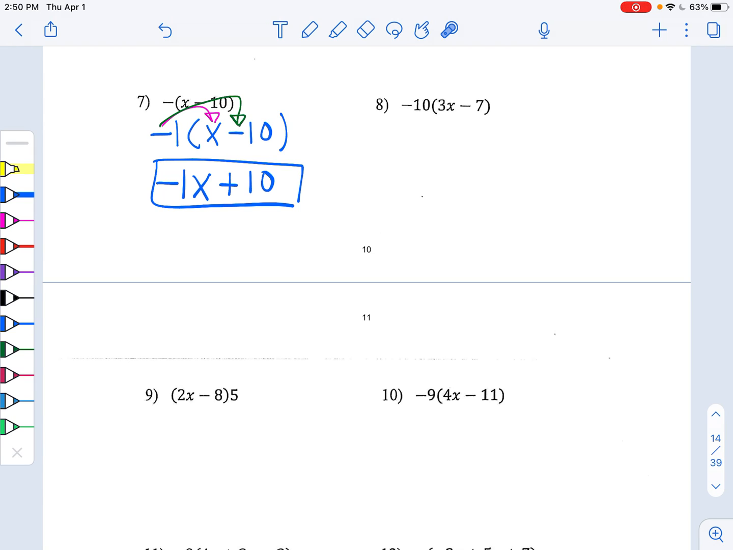On number 8, what number is being distributed? Negative 10. Very good. So draw your arrows. I want to see arrows on your papers, ladies and gentlemen. I have negative 10 times 3x. That would be negative 30x. And I have a negative 10 times a negative 7 to give me positive 70.